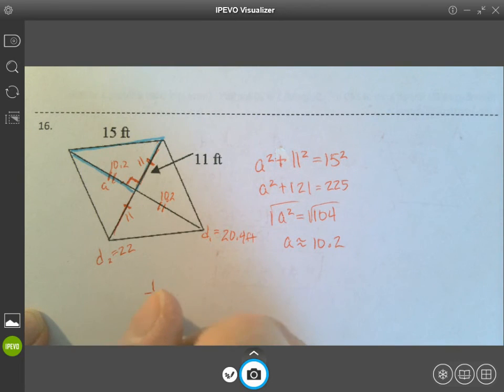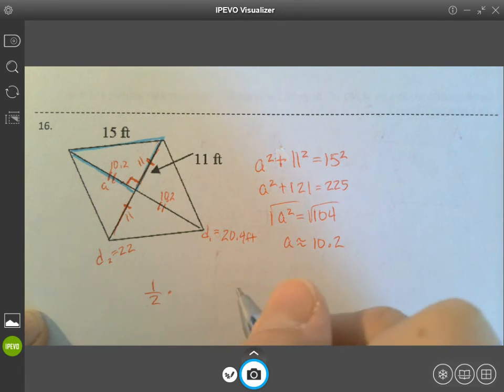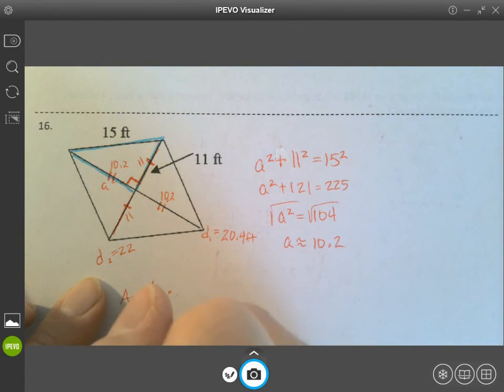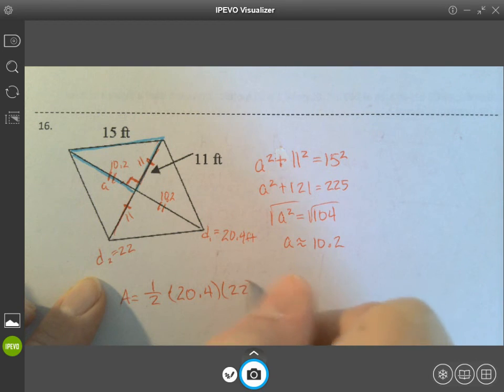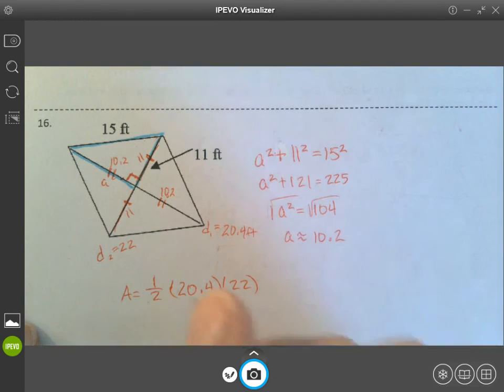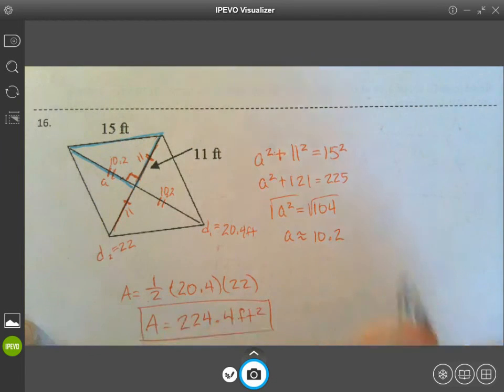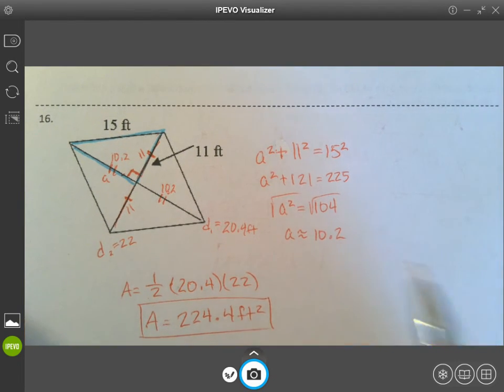So now we need to do our due diligence and find the area by taking half of diagonal 1, which is 20.4. I'm going to put it in parentheses, times diagonal 2. And we should end up with an area about 224.4, and it would be feet squared. Remember, we did round the value of that diagonal, so that does carry through.